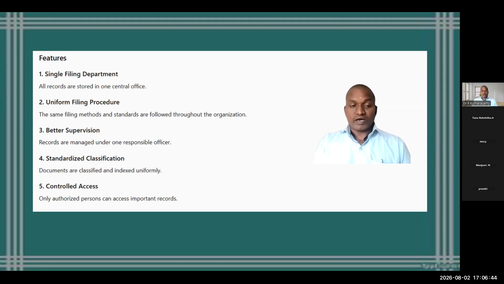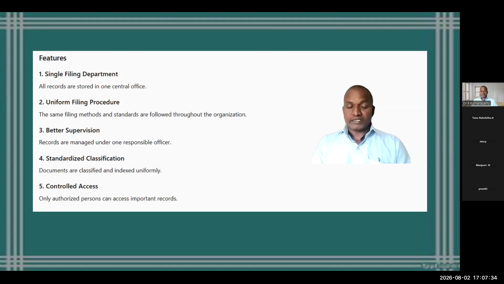In the centralized filing system, where do we record the file? Where do we maintain the files? Single filing department. Only one department is there. Only one space is given for maintaining all records of different branches or different departments or different schools. The files of different schools are maintained in a single place. That is called single filing department.